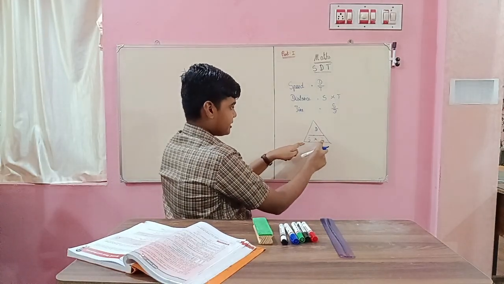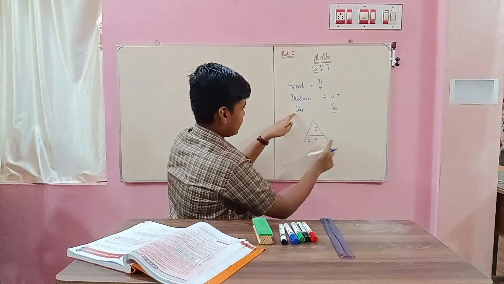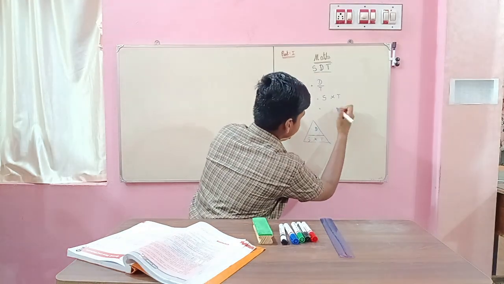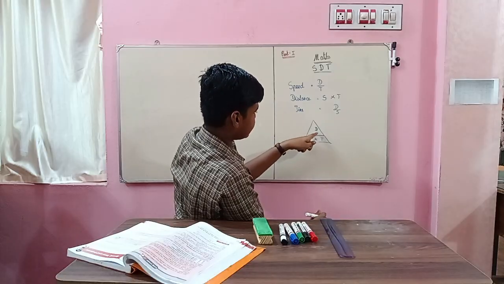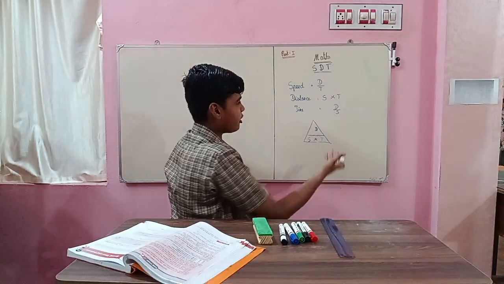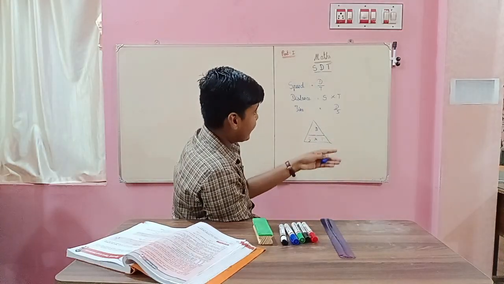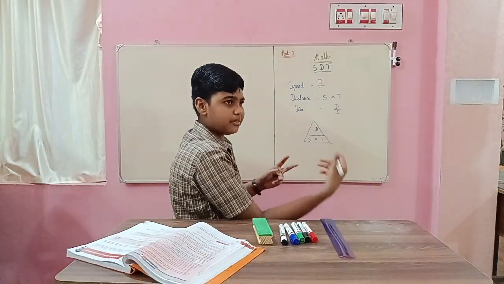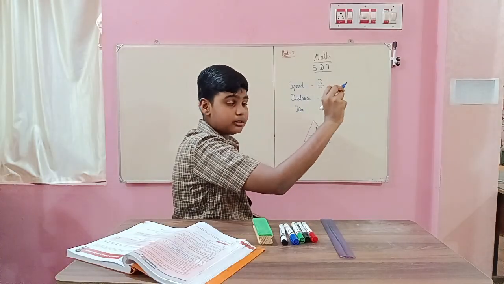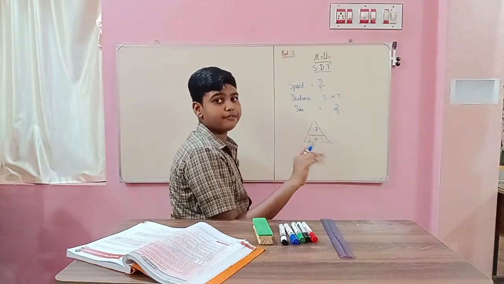S is equal to D by T. Distance is equal to S into T. Then time. Wait a minute. Time is equal to distance by S. There's nothing wrong in writing D by S as well as S by D. If you write S by D, just put a minus sign. If it's a very big number, we can put a minus sign and solve it. It means the reciprocal of that number.